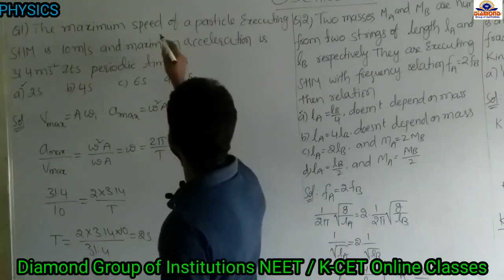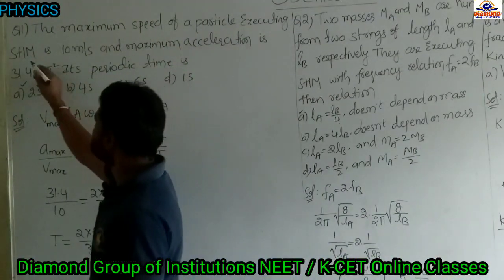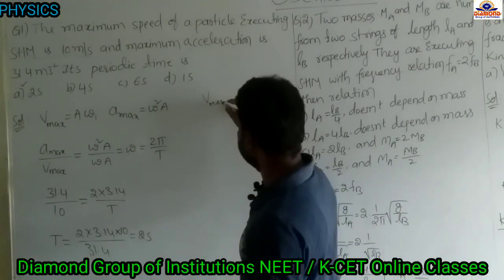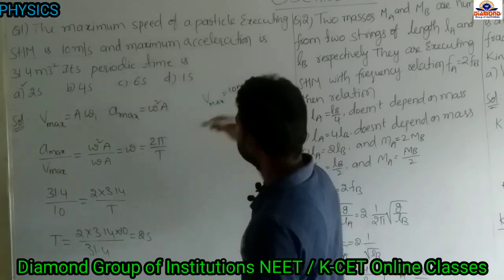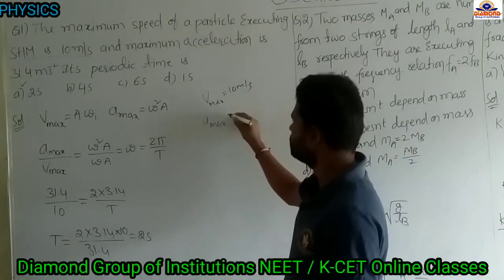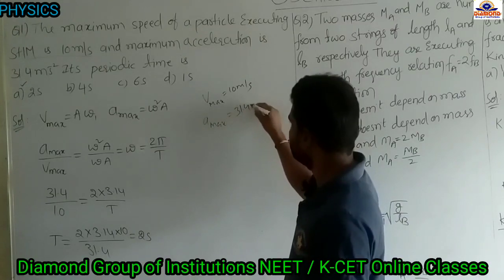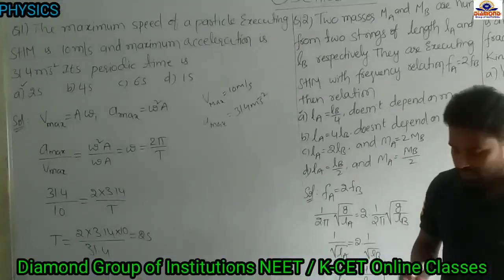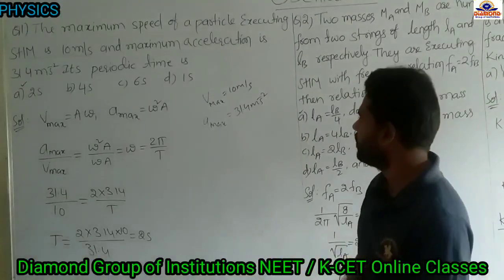The maximum speed of a particle executing SHM is 10 meter per second. So the maximum speed given is V max equal to 10 meter per second, and the maximum acceleration is also given, 31.4 meter per second square. They are asking its periodic time, so we have to find the time period.